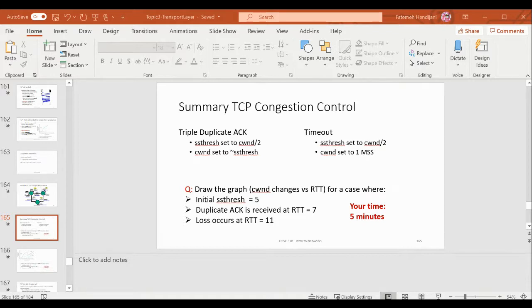So one more minute for the graph, and then I will continue the lecture.